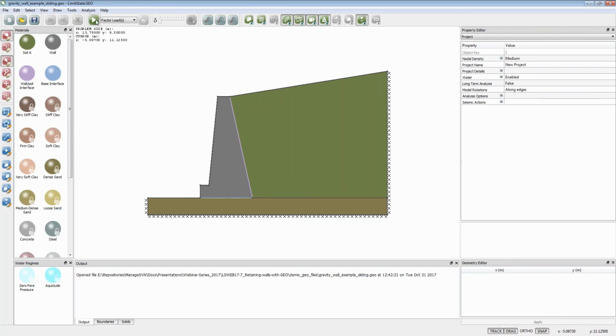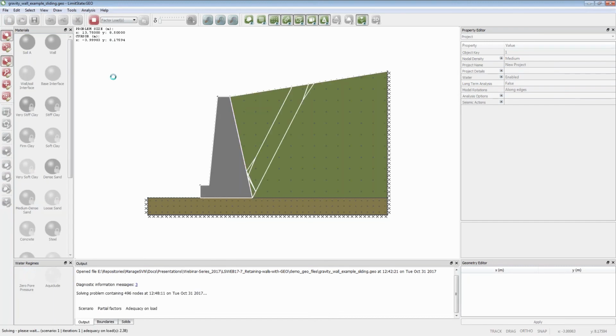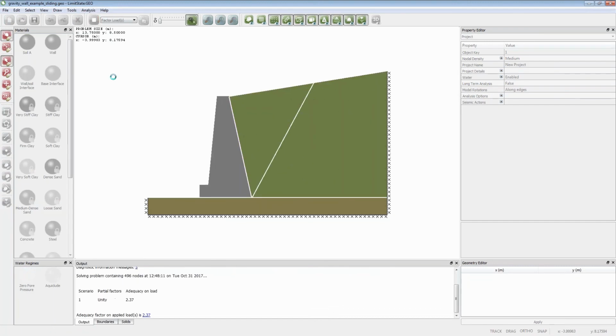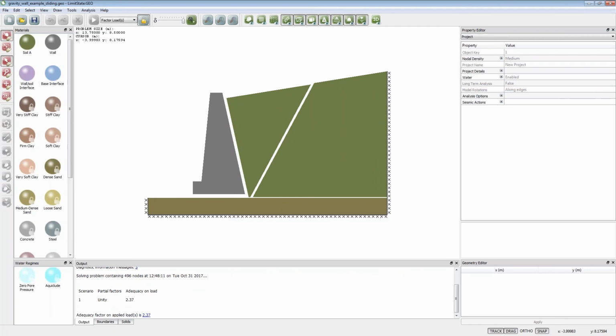So if I do a factor load approach, what I'm doing is I'm just saying how much heavier does the soil behind the wall have to be to cause collapse. So I simply click the solve button and it quickly runs through and finds the most critical collapse mechanism for the nodal distribution that I've set up. And that's a sliding failure. Because it's actually employing rigorous principles of plasticity theory, the friction is represented by dilation. So in the animation, you see some dilation going on here while it's sliding. And we get a very simple wedge mechanism. And we have an adequacy on load of 2.37.